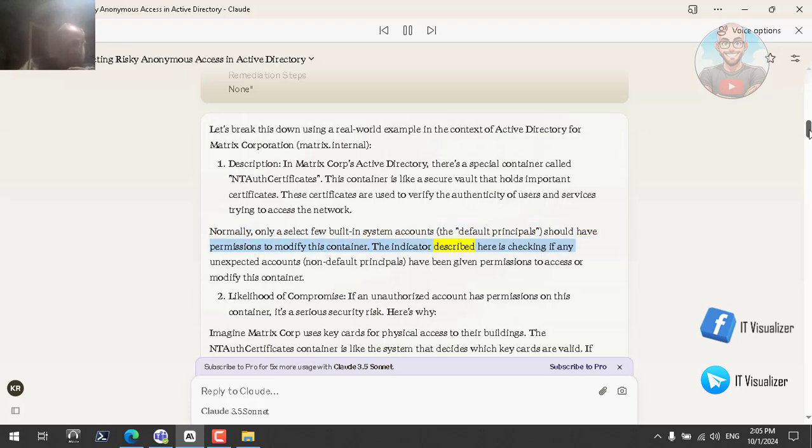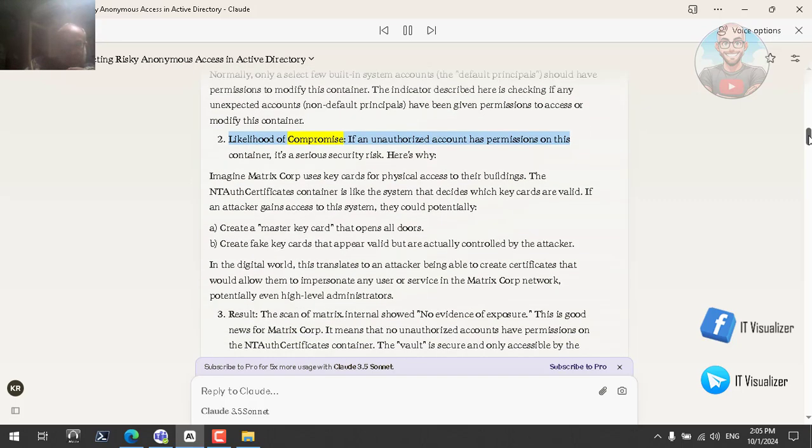The indicator described here is checking if any unexpected accounts, non-default principals, have been given permissions to access or modify this container. Likelihood of compromise. If an unauthorized account has permissions on this container, it's a serious security risk. Here's why. Imagine Matrix Corp uses key cards for physical access to their buildings. The NTOS certificates container is like the system that decides which key cards are valid.